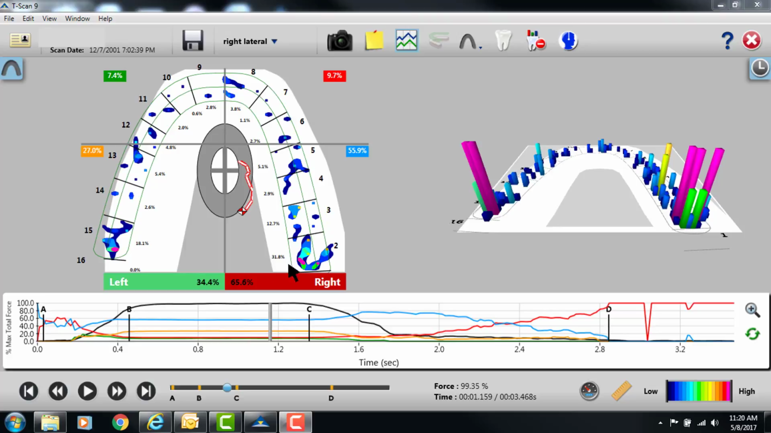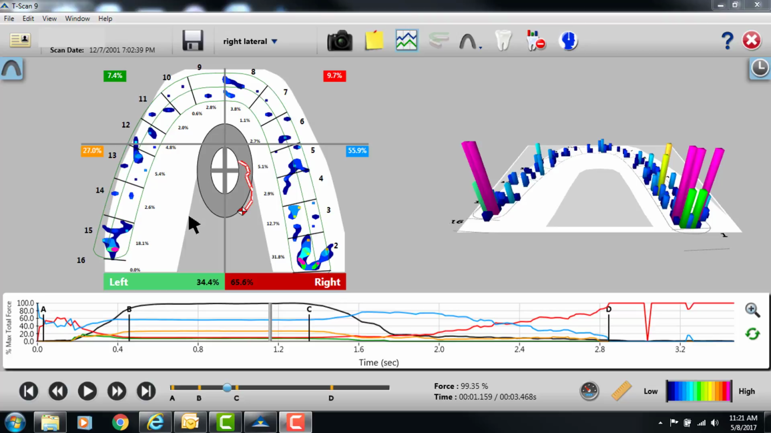This can change if they're missing teeth 2 through 5, and in that case the actual target zone, which is this white ellipse here, would be shifted to the left and up a little bit. But in this case we want to see how we can get this red trajectory pattern closer to the center.